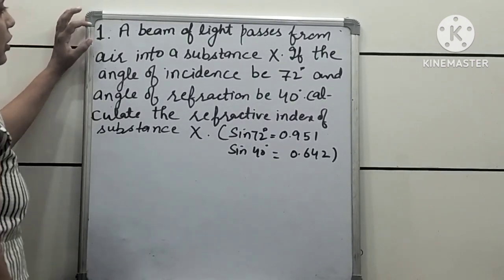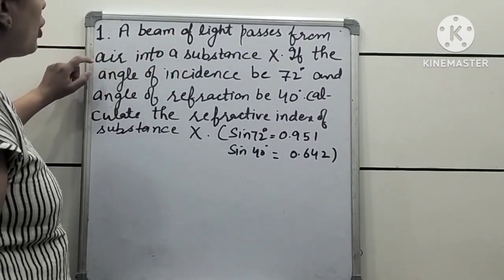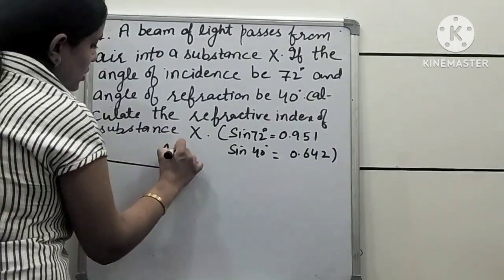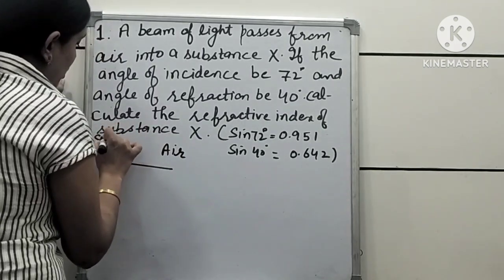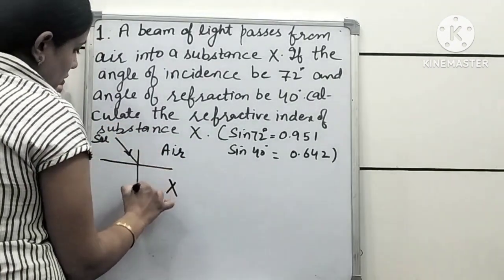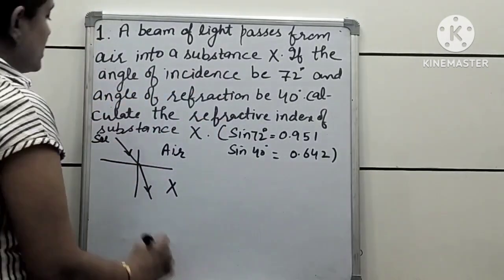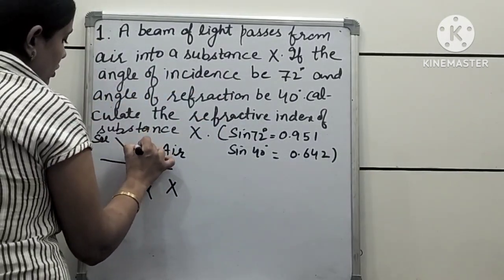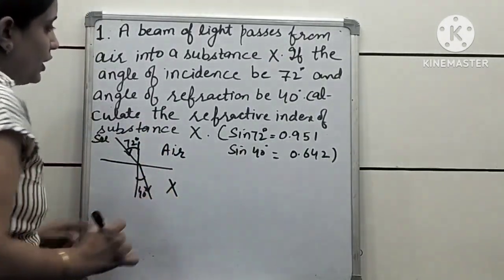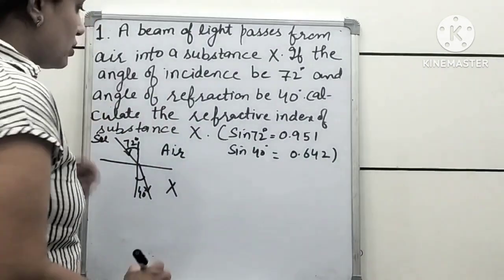So here is a numerical on the basis of refractive index. A beam of light passes from air into a substance X. If the angle of incidence is 72 degrees and the angle of refraction is 40 degrees, then calculate the refractive index of the substance X.